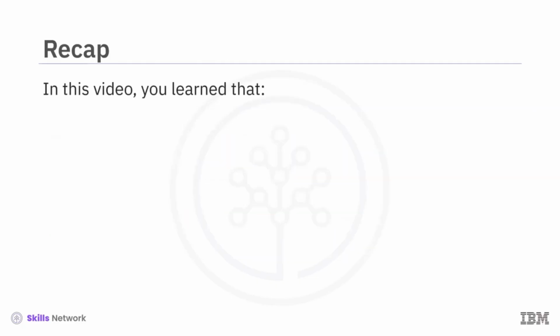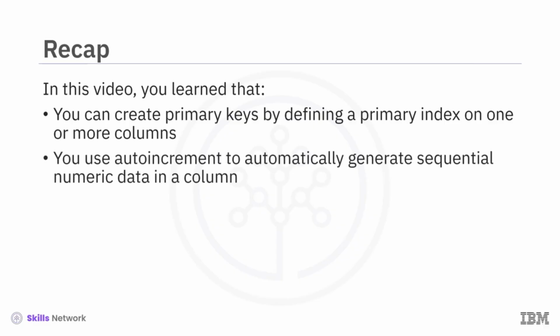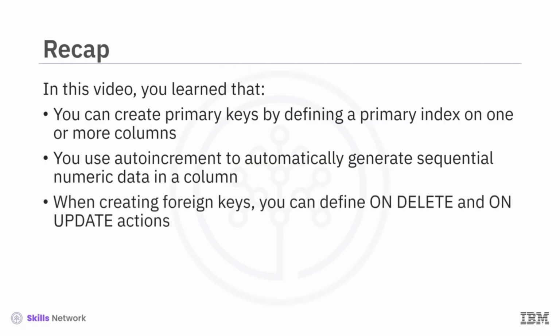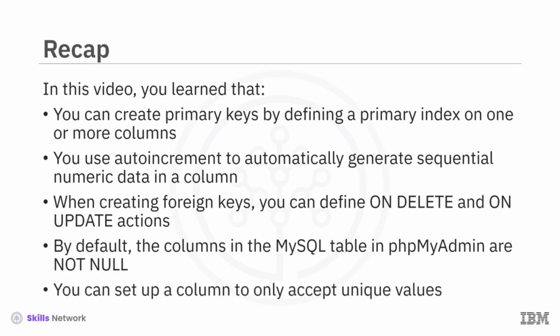In this video, you learn that you can create primary keys by defining a primary index on one or more columns. You use auto-increment to automatically generate sequential numeric data in a column. When creating foreign keys, you can define onDelete and onUpdate actions. By default, the columns in the MySQL table in PHP-MyAdmin are not null. You can set up a column to only accept unique values.